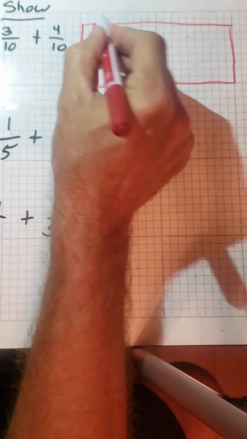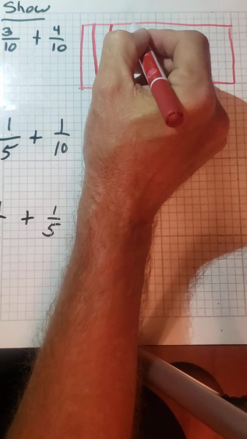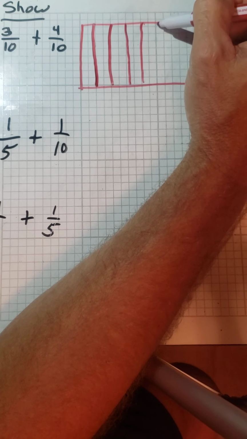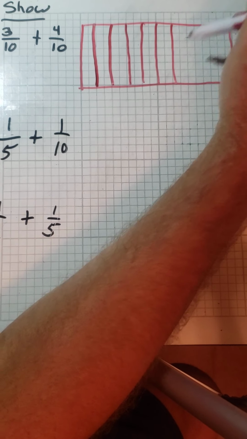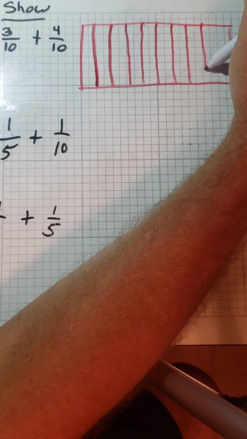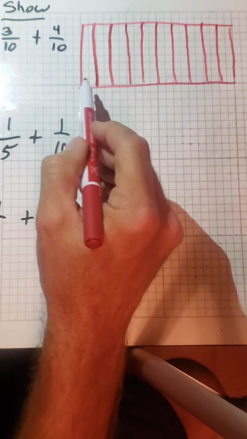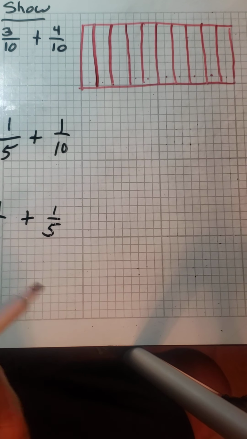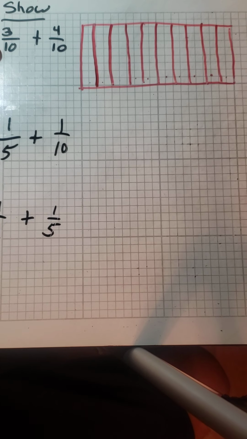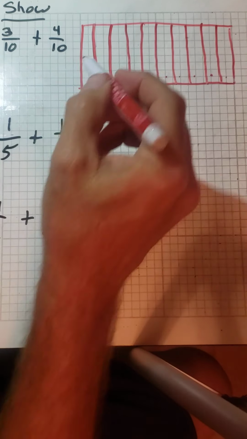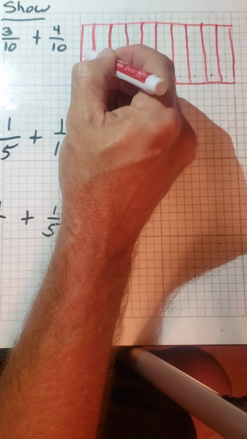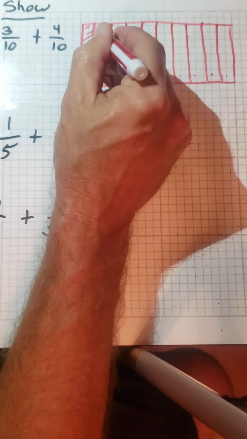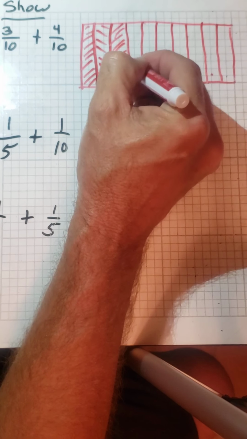So I'm going to go ahead and make my boxes here in tenths. Lines are not real straight. Sorry about that. All right, so I got 1, 2, 3, 4, 5, 6, 7, 8, 9, 10. Okay, so this is the size of my box, of my shapes, right? So that's good. So I got tenths. So I need 3 of them colored in. So there's 1 right there. And there's 2 right there. And there's 3. So there's my 3 tenths.